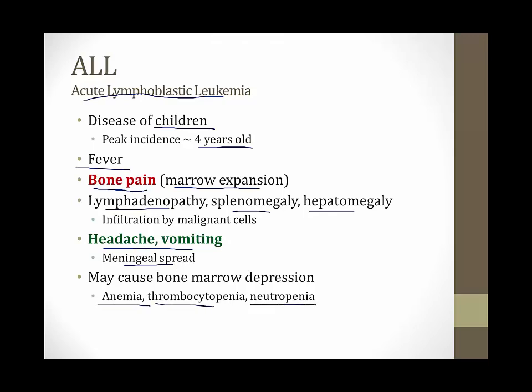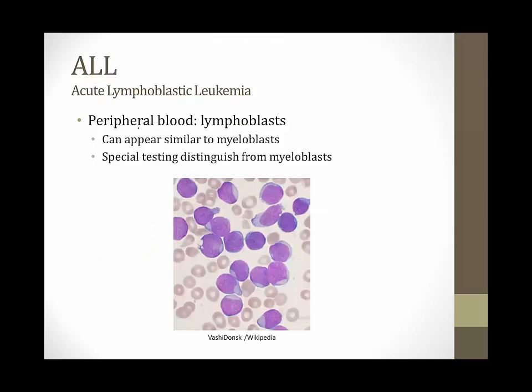But in general, children who develop this condition just generally don't feel well and are very fatigued and aren't themselves, and that usually leads to a blood test, and the blood test shows the presence of white cells in the periphery. In the peripheral blood, the hallmark of acute lymphoblastic leukemia is the presence of lymphoblasts. This is the picture of a blood smear showing the presence of lymphoblasts. You can see that they are large cells with a large nucleus, and they can look similar to myeloblasts, and it's important to tell the two apart in order to determine therapy. So there's special testing that's done to distinguish lymphoblasts from myeloblasts when diagnosing a leukemia.